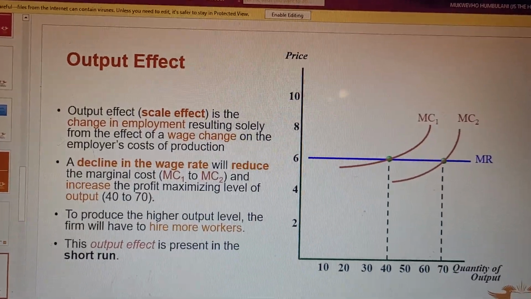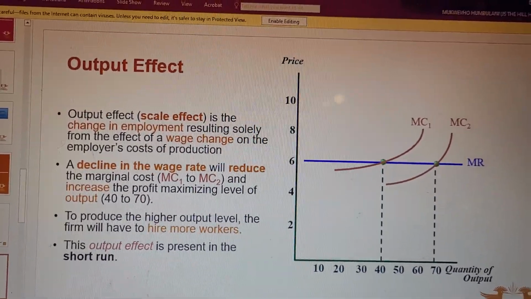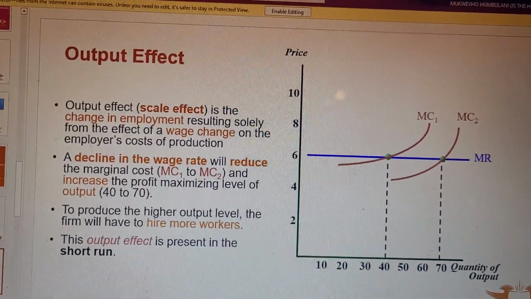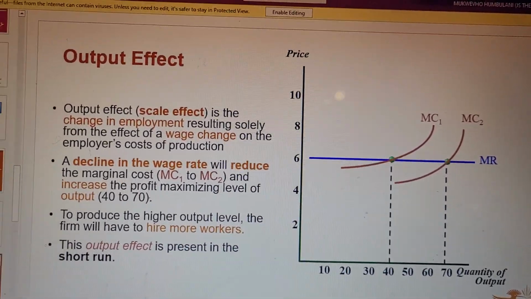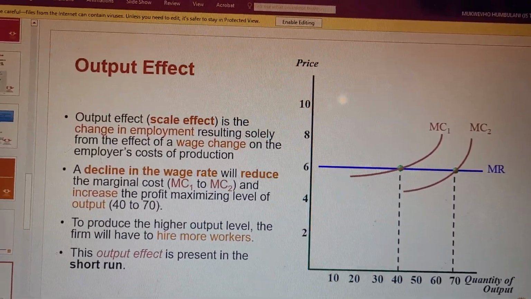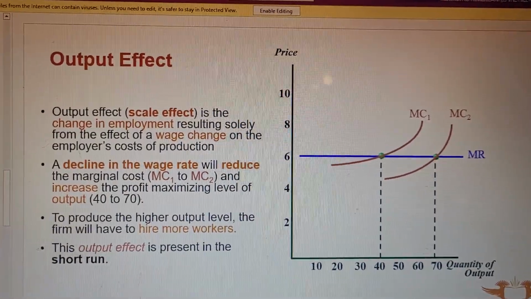Yeah, the wage rate either increasing or decreasing may lead to you having to hire more workers or fire some workers. And if the wage rate is increasing, then the quantity will decrease. If the wage rate is decreasing, then the quantity will increase. So they actually have an inverse relationship.